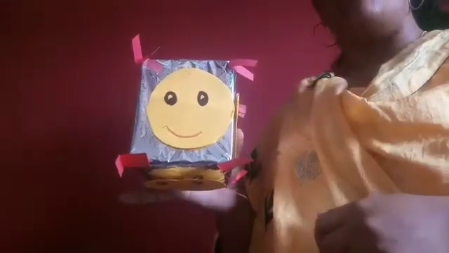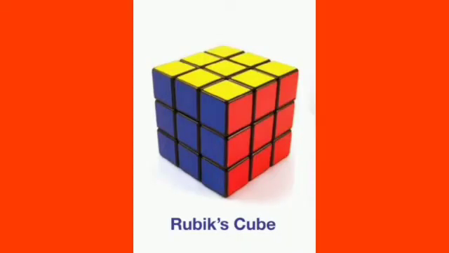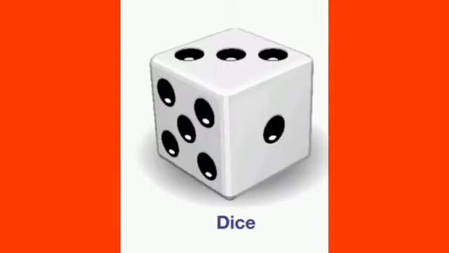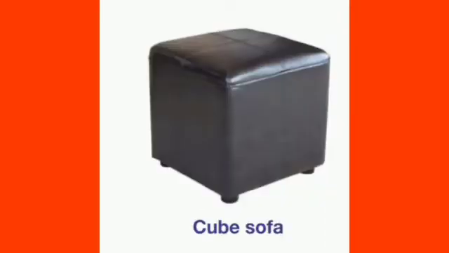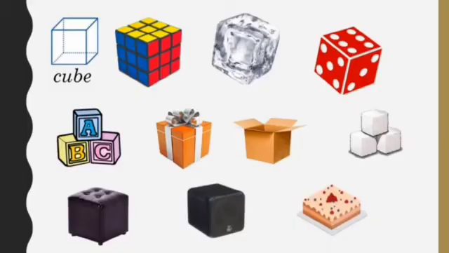Let's see some more examples of a cube. Rubik's cube. It is a plastic cube with multicolored squares. Dice that is used to play Ludo and snake and ladders. Sofa also holds a cube shape. Some more examples are sugar cubes, blocks and ice cubes. These are different examples for a cube.